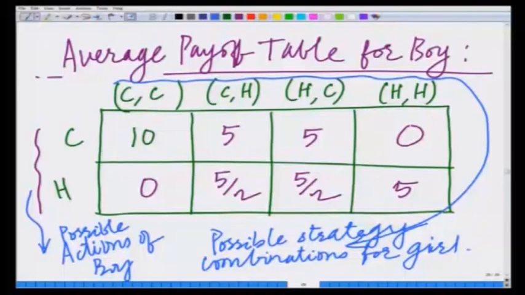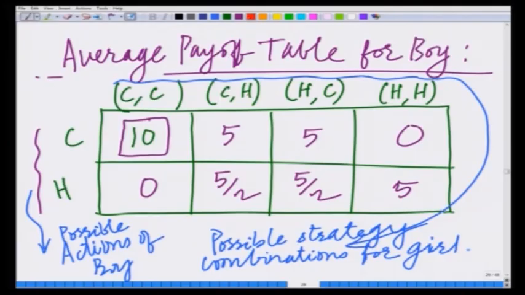Let us now consider looking at our Bayesian version of the Battle of Sexes game. We have derived the average payoffs of the boy in the last module for the different action combinations of the girl player of each type. Now let us try to infer what the best responses of the boy are. From looking at this table, that is fairly simple, because if the girl player is choosing C comma C, then the best response of the boy is to choose C, because C gives him a payoff of 10 while H gives him a payoff of 0.